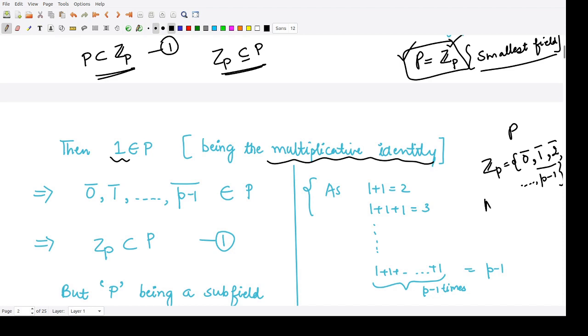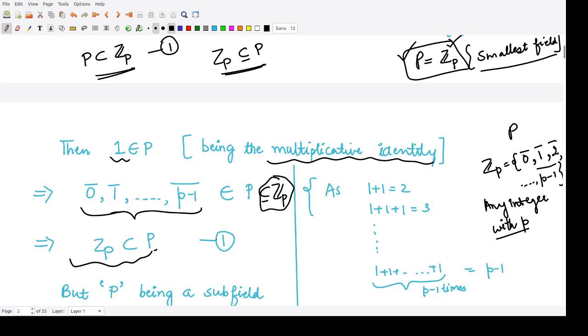When you divide any integer by p, you get the remainder either as 0, 1, 2, 3, or up to p minus 1. So the only elements which are present in P are also these equivalence classes. Why? Because this is a subfield for ZP. So therefore we say, because all these elements are also a part of ZP, ZP is contained in P. So this is one thing.